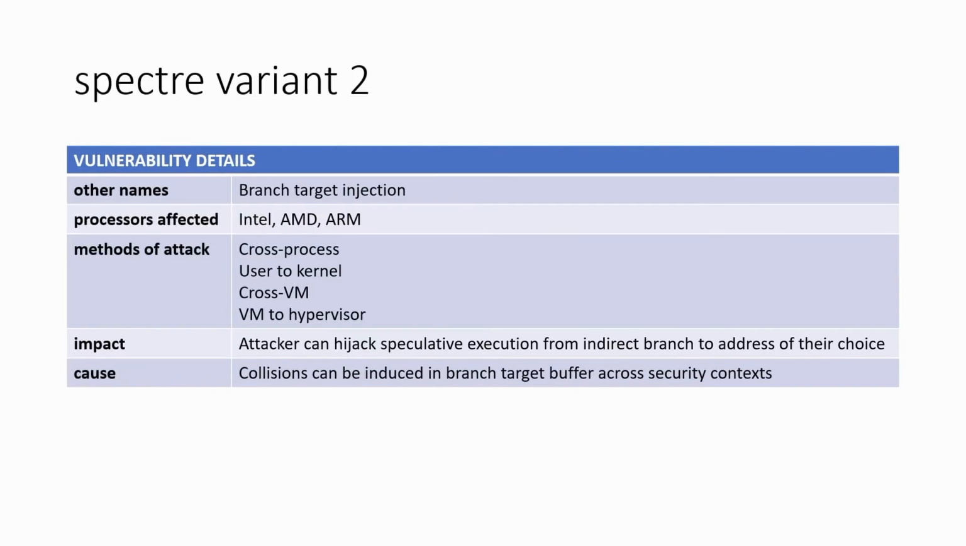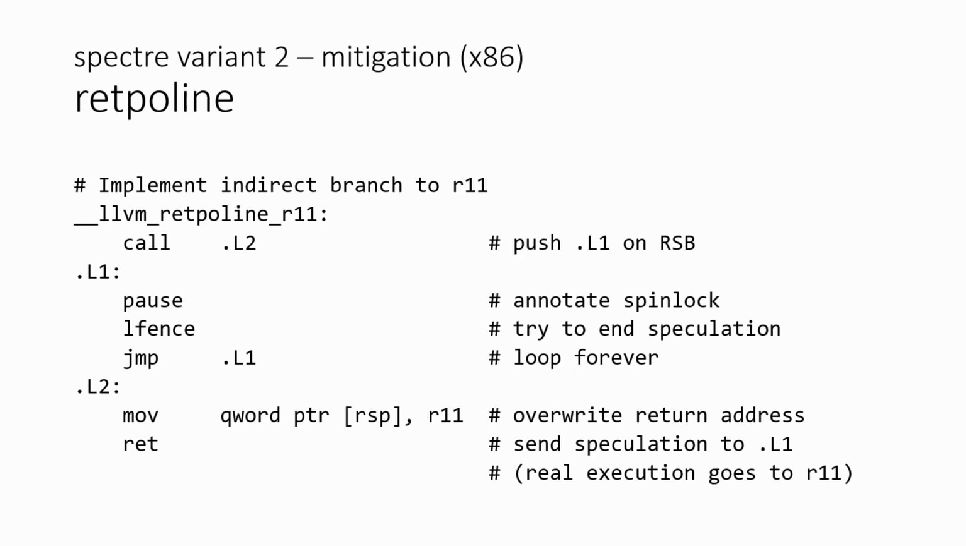To do that, we're going to pull a crazy trick. We're going to convince the processor to use the wrong predictor. This is a retpoline, a return trampoline. It implements an indirect branch without using an indirect branch.